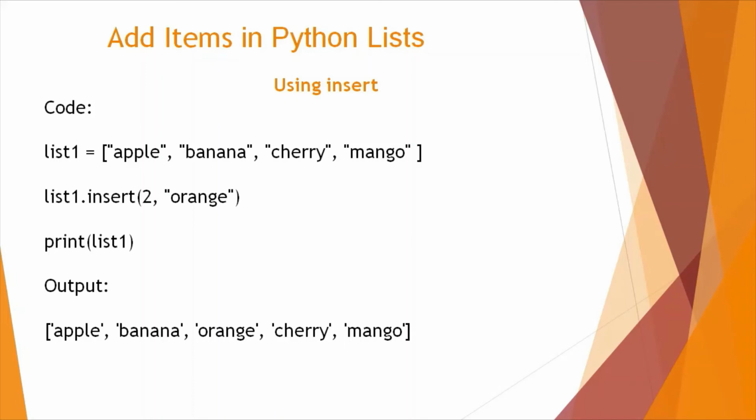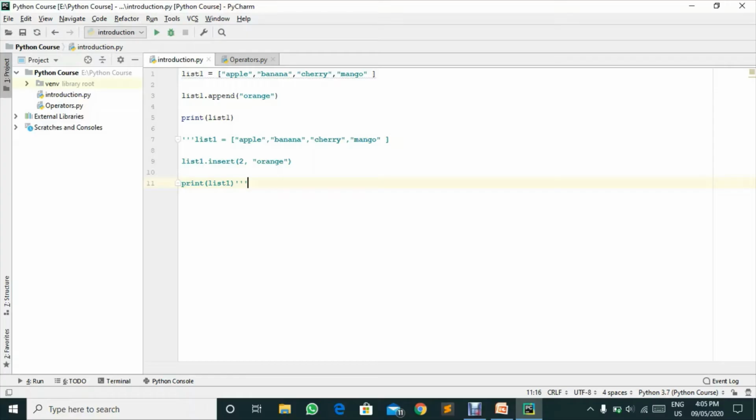So before this cherry and after this banana, this orange will be inserted, and the index of cherry will be changed to 3. So let's try them out in our PyCharm. So here I have opened my PyCharm, and I have declared this list, that is apple, banana, cherry, and mango. I want to add this orange.